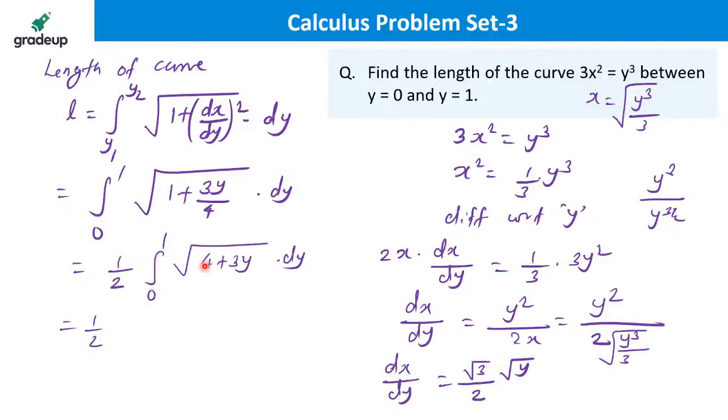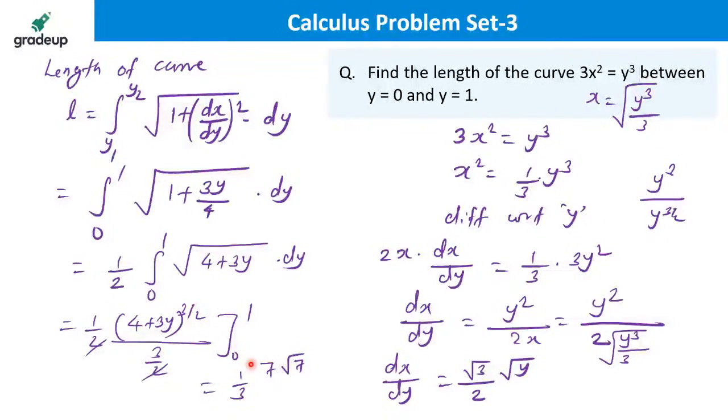So square root of 4 plus 3y, its integration will be 4 plus 3y to the power 3 by 2 upon 3 by 2. Limits are 0 to 1. Apply the limits, get the answer. I think we have done with this. So when you put y equal to 1, what you will get? 4 plus 3, 7 to the power 3 by 2. That is 7 root 7. And when you put y equal to 0, 4 to the power 3 by 2, 2 square, 2 cancel, 2 cube is 8. This will be the answer.